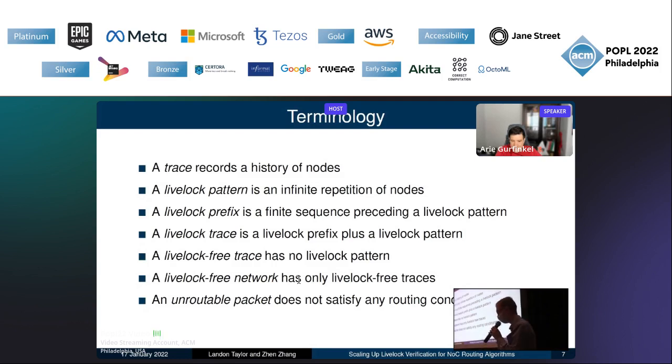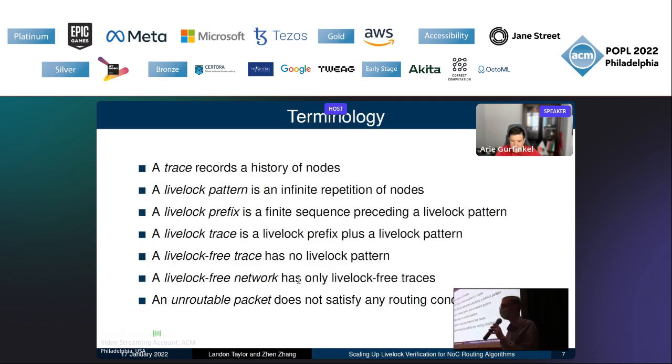So defining some terms, a trace is the history of nodes that a packet has visited. A livelock pattern is an infinite cyclical repetition of nodes in a trace. And this livelock must include cyclical behavior or a series of repeated changes in a packet's traveling direction. We define a livelock prefix to be a finite sequence of nodes that precedes a livelock pattern. A livelock trace is a livelock prefix immediately followed by a livelock pattern.